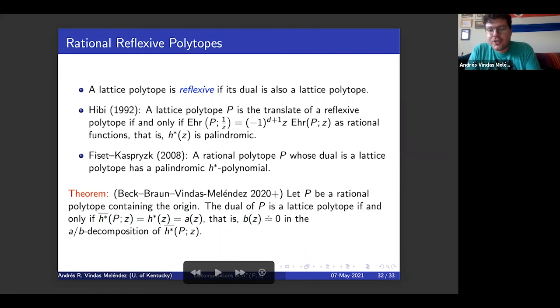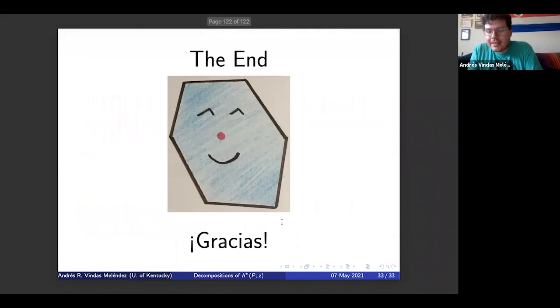And so to answer the very first thing that I said in the pre-seminar, for the example that I gave, why that was palindromic: if you do the AB decomposition for that example, you should get that B of Z is in fact 0, which tells us that we should expect a palindromic H star polynomial. And with that, I think I'll end.